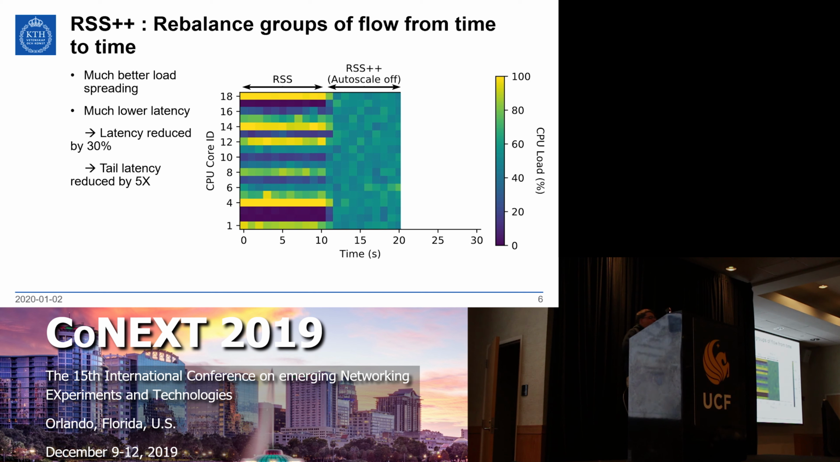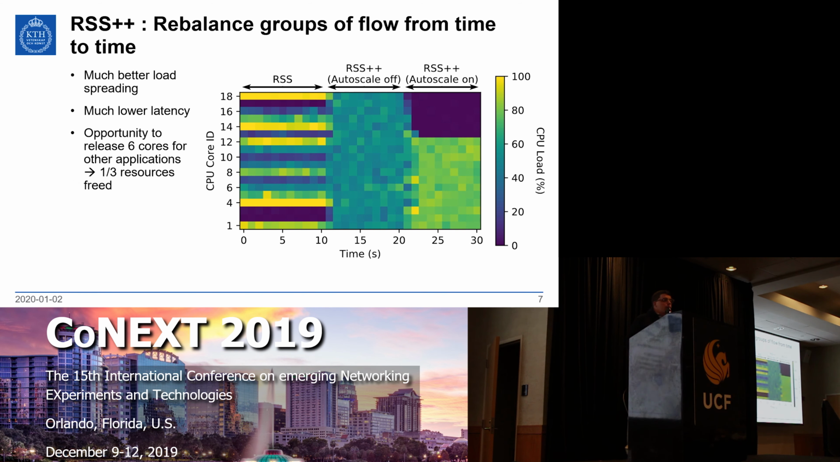So what we propose in RSS++ is to tweak that hashing of RSS, I'll go back to the details of course, to rebalance some flows from time to time, from the overloaded cores to the underloaded cores. And that achieves a much better load spreading. It reduces the latency, in this experiment, by around 30%, but more important, the tail latency by 5x. And why is it more important, in my opinion? Because there are all those studies by Google, Akamai, Facebook, which show that even with less than 1 second latency increase, you can lose 20% or a high number of your users.